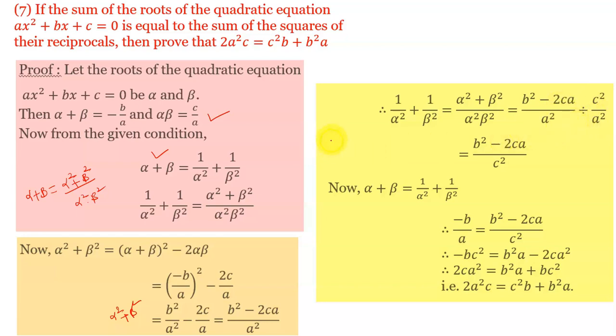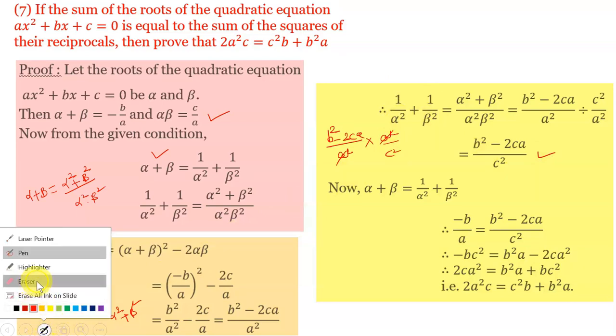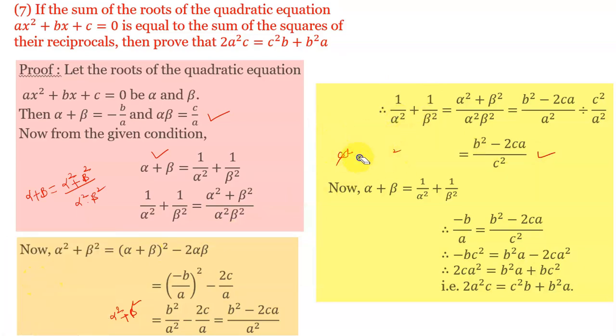Then what you will get here? Here b square minus 2ca upon a square into this multiplied and reciprocal. Here you will have a square upon c square. This a square gets cancelled, and then you will have here b square minus 2ca upon c square. This is the value of 1 upon alpha square plus 1 upon beta square. Okay, करूया आपण हे. Now this is the value.